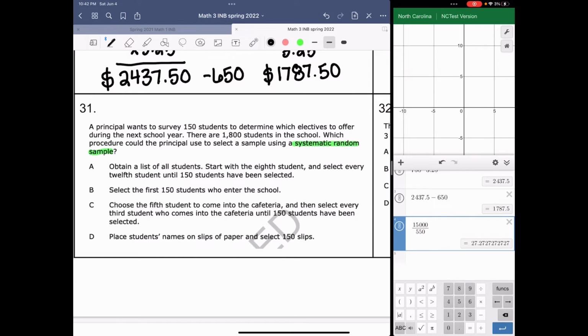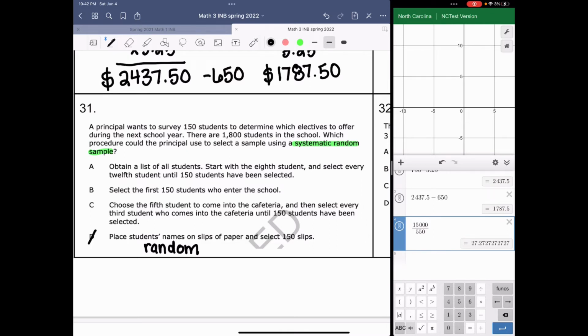Then the next one says, select the first 150 students who enter the school. Choose the 5th student to come into the cafeteria and then select every 3rd student who comes into the cafeteria until 150 have been chosen. Place students' names on a slip of paper and select 150 slips. So D is definitely random, but I would not consider that systematic. Systematic means that there is an actual system, there is a procedure. So if you just put slips of paper in there, that's not going to be systematic. So D's out.